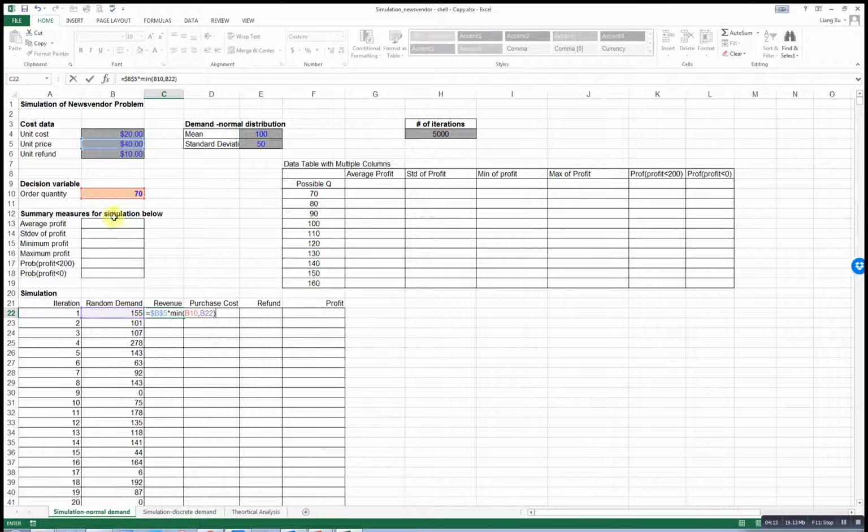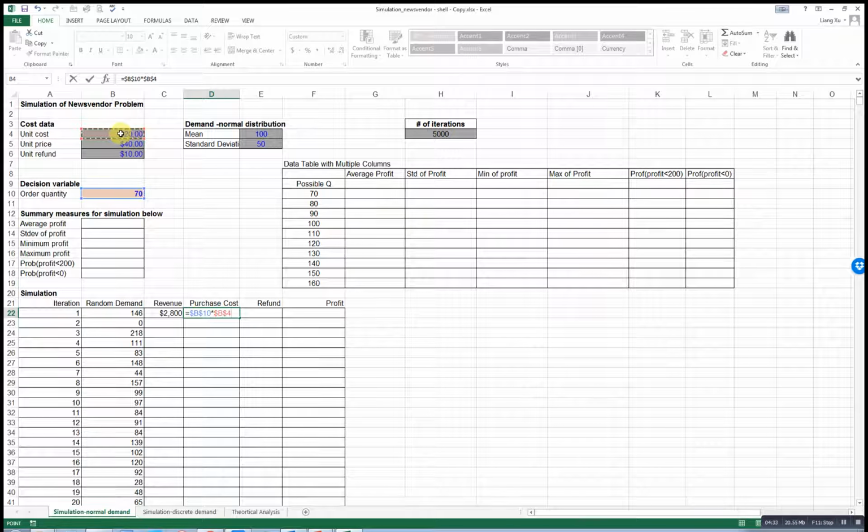We have to lock the order quantity here because it doesn't change. The purchase cost is how much you spend to purchase this order quantity. So it's the order quantity multiplied by the unit purchase cost. You have to lock this cell because we need to copy this into different cells.